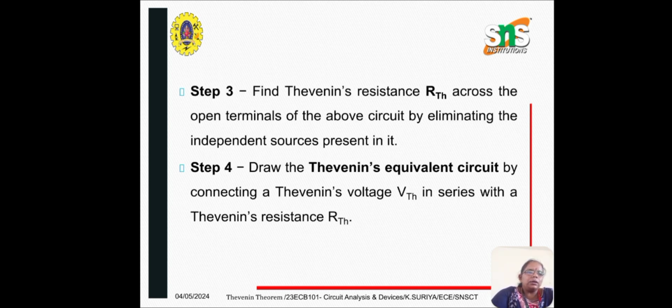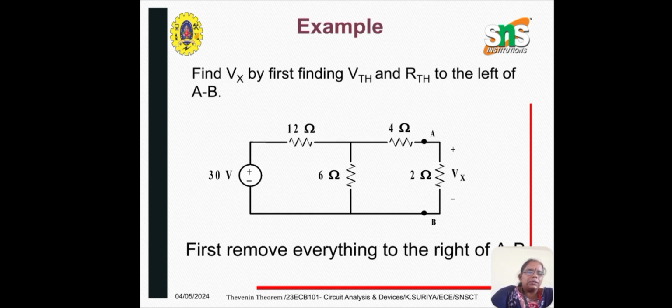Next, we have to find out Rth. To find Rth, we will be short circuiting the voltage source or open circuiting the current source, and then we will find Rth from the point AB or from the load resistance. We will be looking back at the resistance, which is known as Rth. Then we will draw the Thevenin's equivalent circuit by having a voltage source Vth in series with the resistance Rth. So we will see an example.